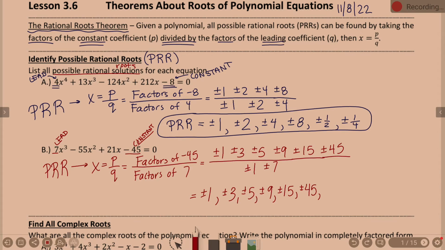Everything over 7. So plus or minus 1/7. Plus or minus 3/7. Plus or minus 5/7. Plus or minus 9/7. Plus or minus 15/7. And plus or minus 45/7.